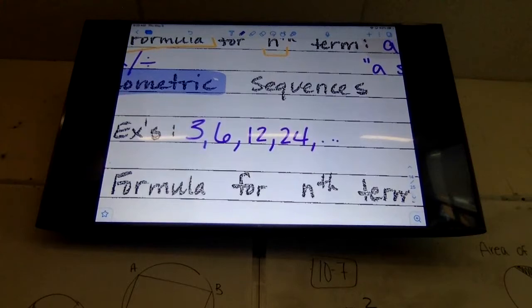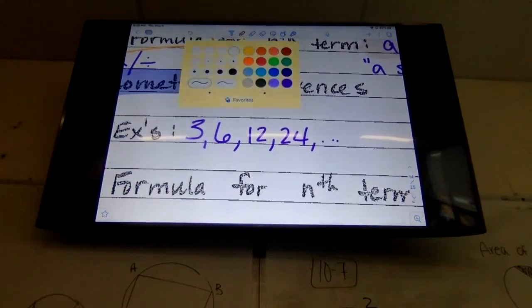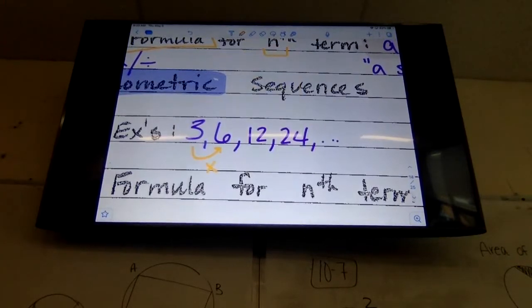What did I multiply or divide by each time in order to get the next number? Multiply by 2. 3 times 2 is 6, right? Is 6 times 2 12? And then is 12 times 2 24? Yeah. I'm so sorry. It took me 20 minutes to spit that out.